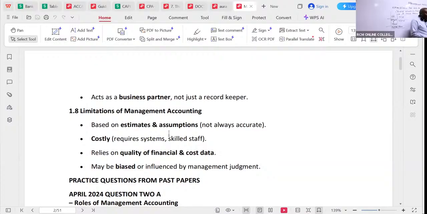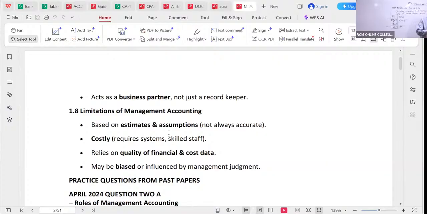Number two, ladies and gentlemen, this subject is so costly. Having to employ a management accountant in a company, sorry, yeah, don't worry. If you panic a little bit, it doesn't even shut down. You shall never panic at all.